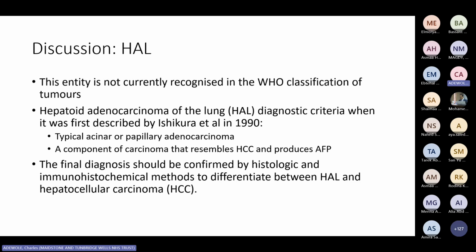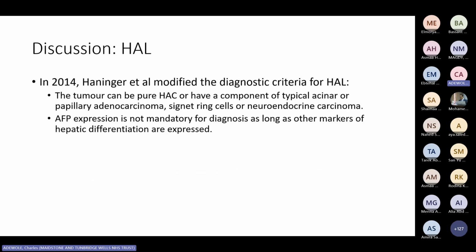Initially in 1990, the diagnostic criteria were said to be typical acinar or papillary morphology of the tumor cells and a component that resembles HCC and produces AFP. However, the final diagnosis should be confirmed by histologic and immunohistochemical methods to differentiate between a hepatoid adenocarcinoma of the lung and the hepatocellular carcinoma.